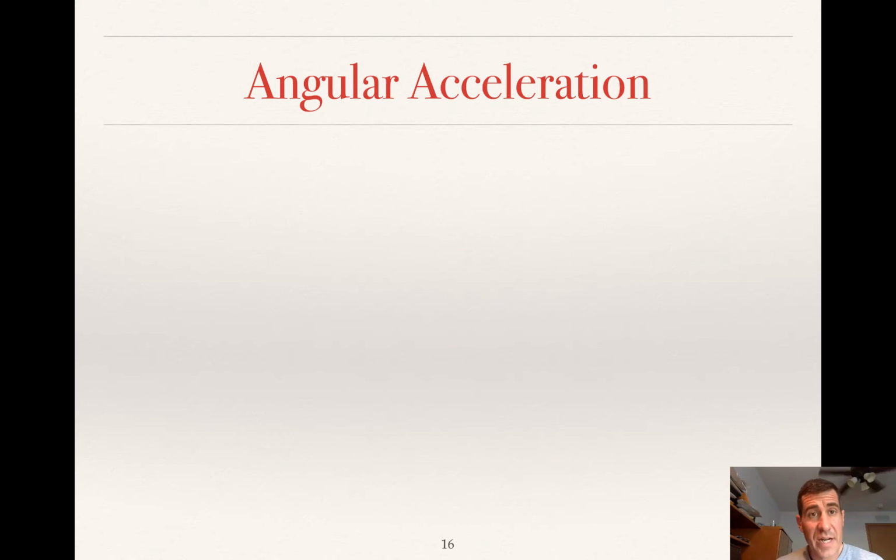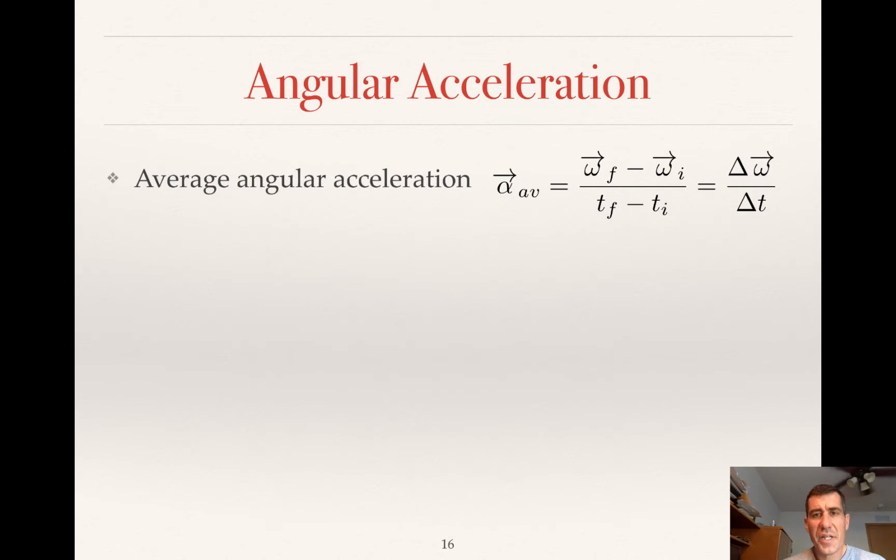Okay, so now we can define an angular acceleration. So, similar to what we did with regular acceleration back in chapter 2, we can define an average angular acceleration. For angular acceleration, we're going to use the Greek letter alpha. There's kind of a tradition of using Greek letters for all this rotational stuff. So alpha is going to be our angular acceleration. So the average angular acceleration is the change in angular velocity, omega final minus omega initial, divided by the time interval over which that happens. So average angular acceleration is delta omega over delta t.